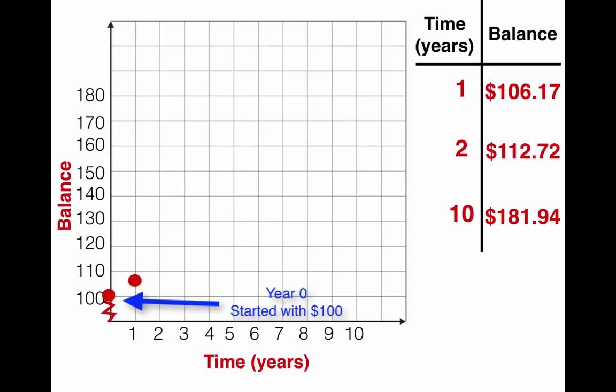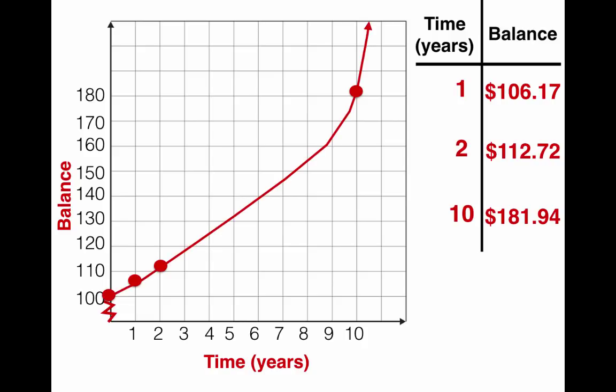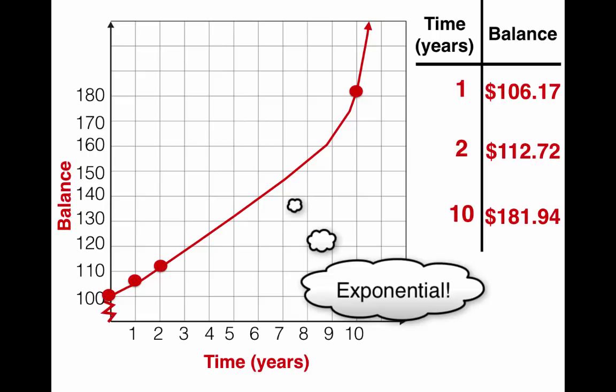Oh, and I put year 0 just right on the $100 mark because that's how much money you started with. On year 2, there's $112, and on year 10, which is way out at the end, it's $181. And if you can't tell, it's supposed to look kind of like this. What does this remind you of? It's exponential. Compounded interest grows exponentially.